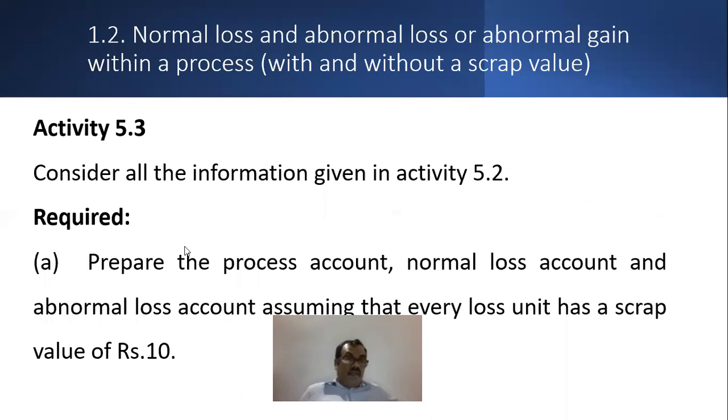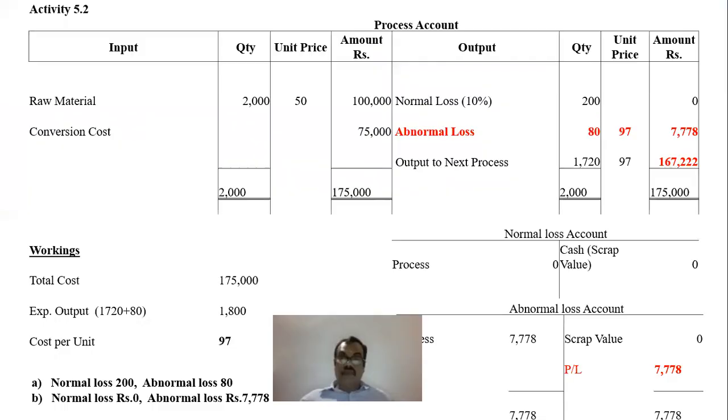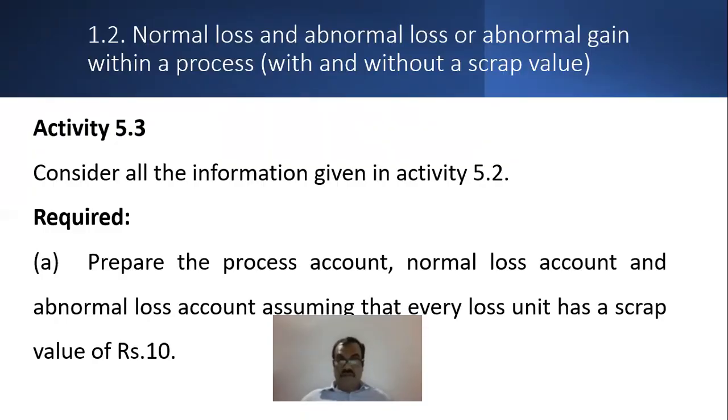Take this. Consider all the information given in activity 5.2 straightforward. Prepare the process account, normal loss account, and abnormal loss account, assuming that every loss unit has a scrap value. So don't prepare these accounts, but do the calculation. Just take this into account. Now, what would be the value of normal loss, abnormal loss? What are you going to do? Do a quick calculation.